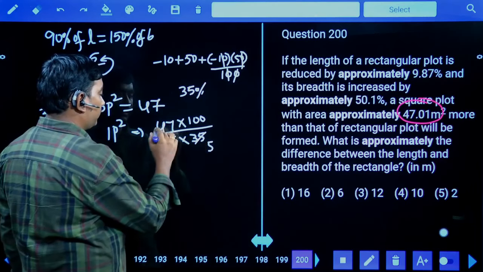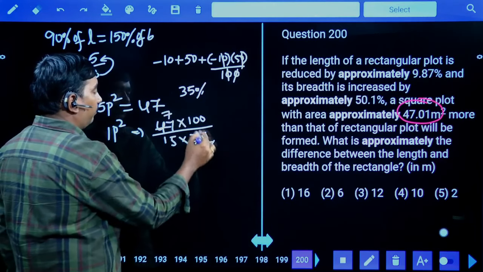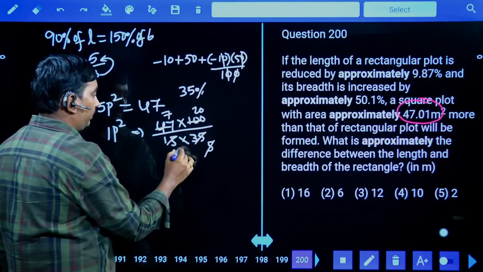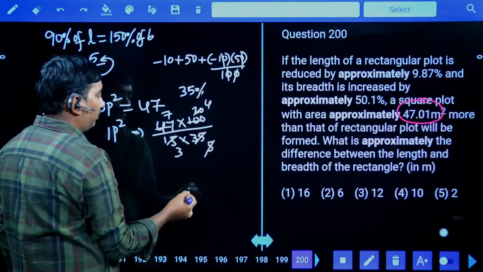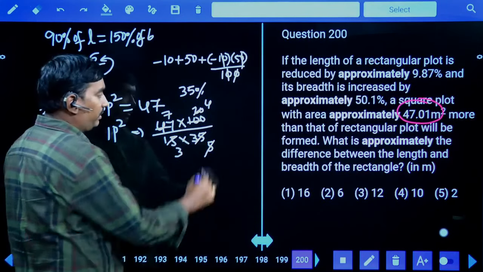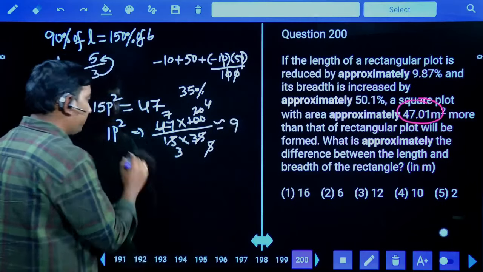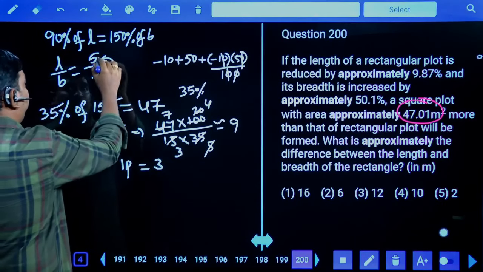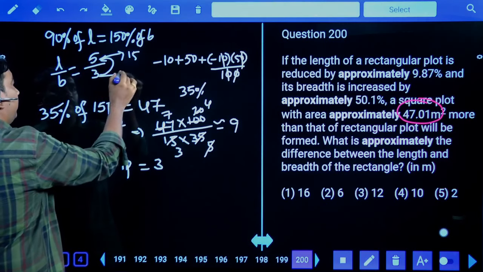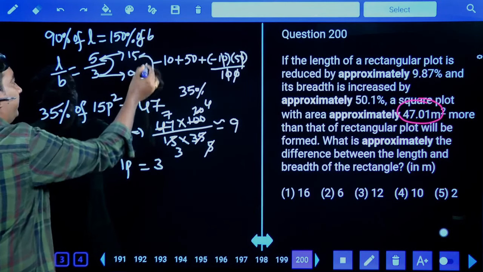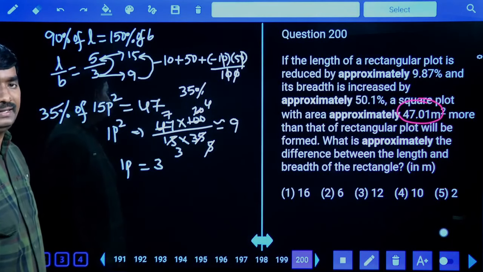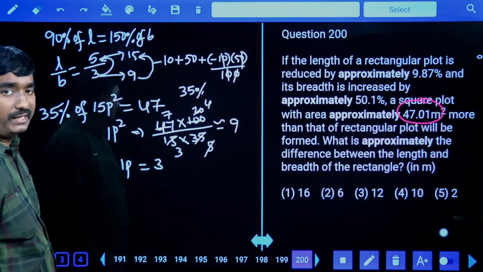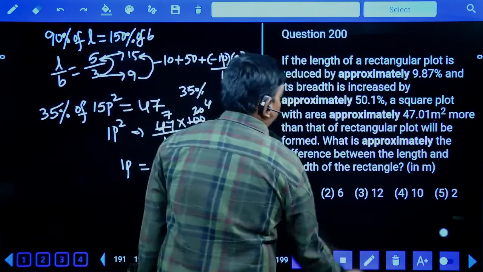That is approximately 9. 1 p square value is 9, so 1 part is equal to 3. 5 parts value 15. 3 parts value 9. The difference between length and breadth of the rectangle is 15 minus 9, 6. Thank you.